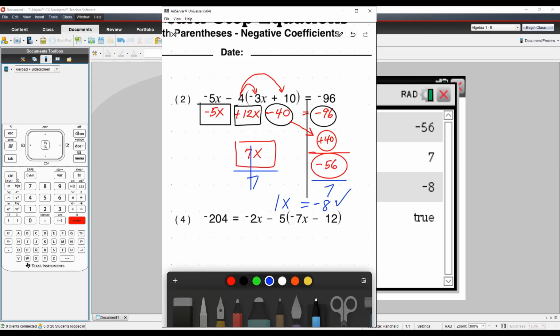All right. So that's how you do boxes and circles if you have parentheses and also when you don't have parentheses.